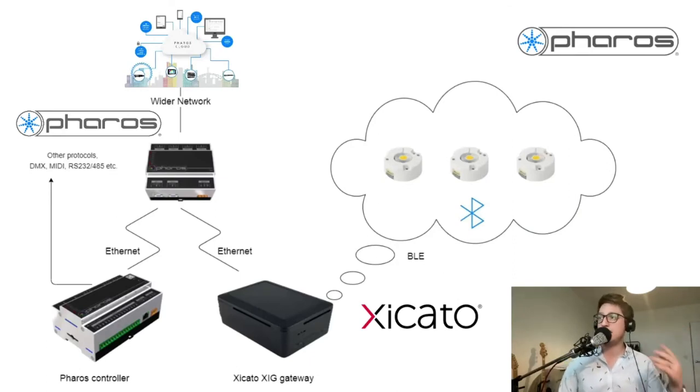Also, as I said before, you can use multiple protocols. You can still use DMX, MIDI, RS-232, 485 coming from the Pharos controller. There's nothing to stop you from using this alongside another system. And also, the Xicato system via our IO module framework will now be able to publish data to our cloud system. So we'll be able to get back fixture information such as intensities or temperatures, and we can then publish that to our online cloud service. And I'll show you how to do that in a little while.